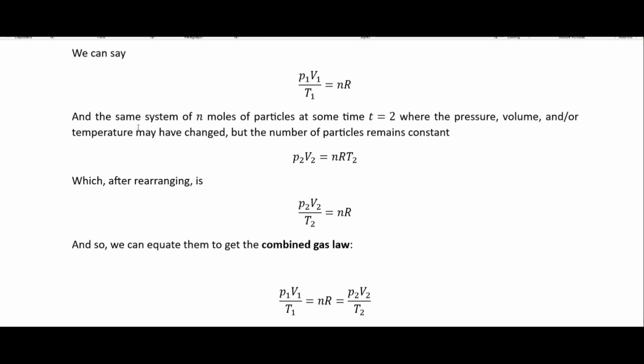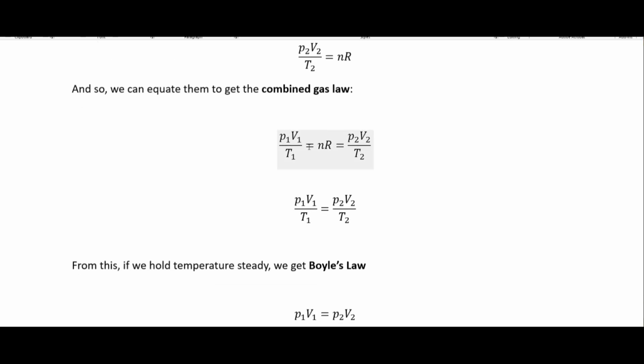Then if we have the same system of N moles of particles at some future time t equals 2, where the pressure, volume, and/or temperature may have changed, but the number of particles remains the same, then we would have P2 times V2 equals NR times T2. After rearranging, we see that this is still equal to the N times the R here. So that means we can set both of them equal to the N times the R. Then if we just remove this N times R here, we see that it's P1 V1 over T1 equals P2 V2 over T2. And this is called the combined gas law right here.